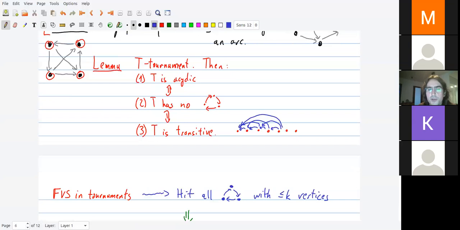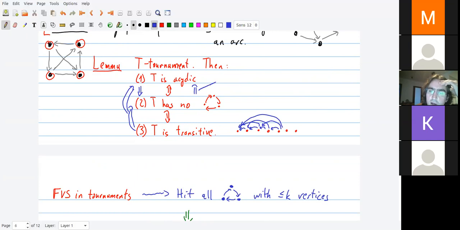So to prove this lemma, this is actually a very simple thing. Yes, the implication from 1 to 2 is obvious. And from 3 to 2, or 3 to 1, is also obvious. If I'm transitive, I cannot have any directed cycles or triangles.